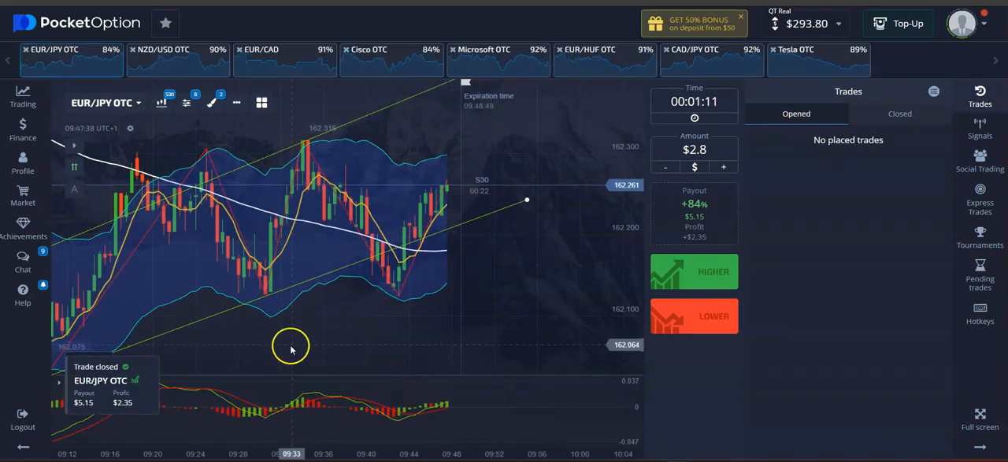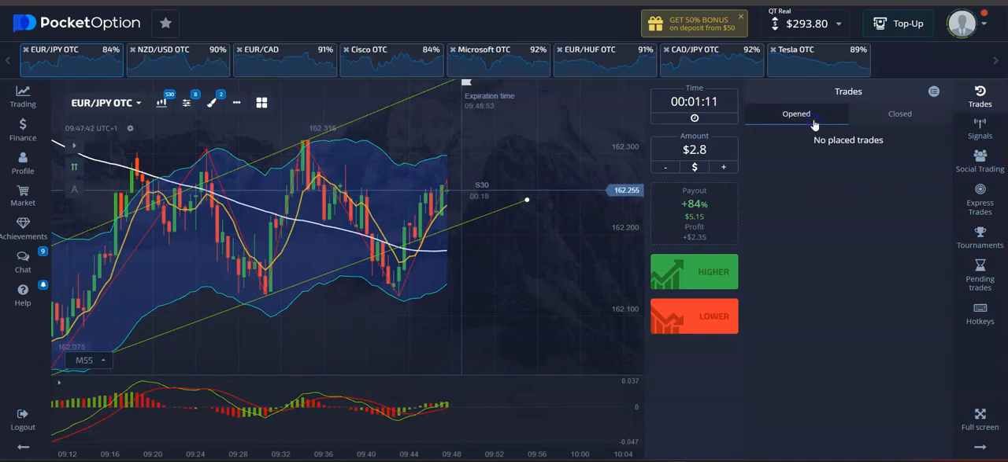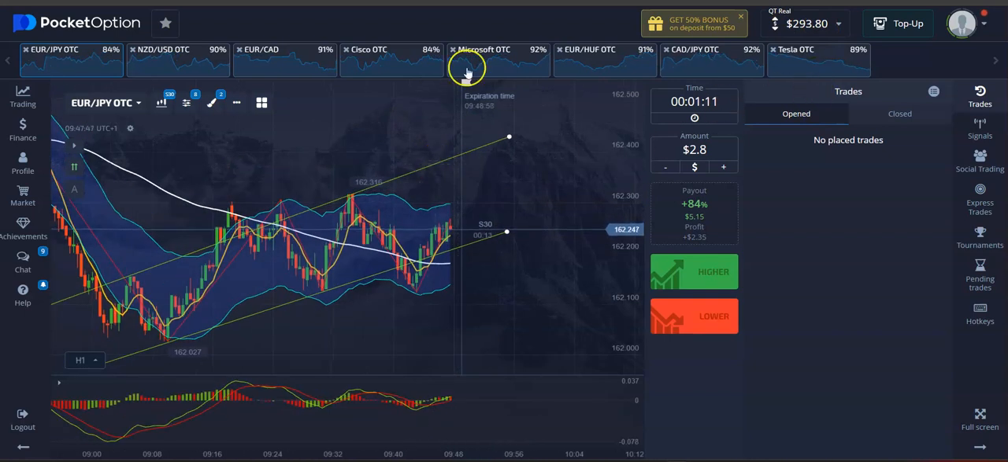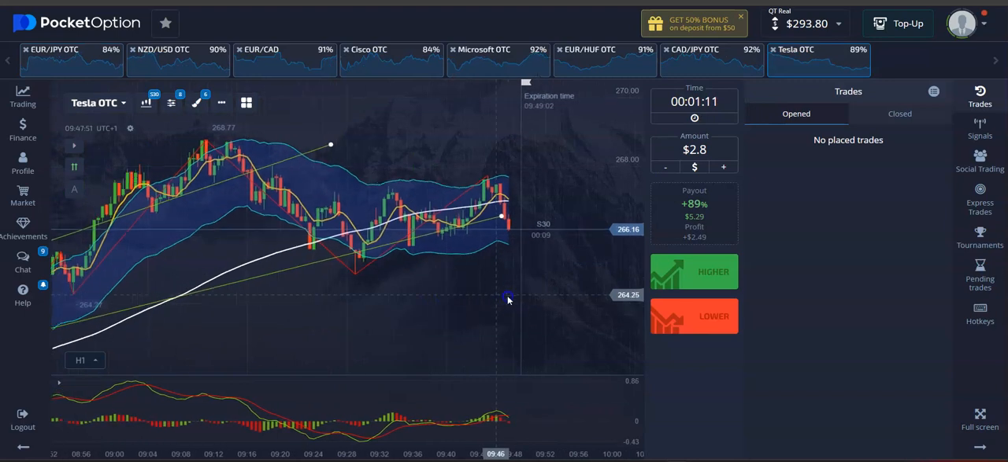And boom, we scored that one. So perfect trading right there. So 4 trades in a row. So 293, so we got $7 to go. Okay, guys, so let's browse around and let's look for our next potential trade.